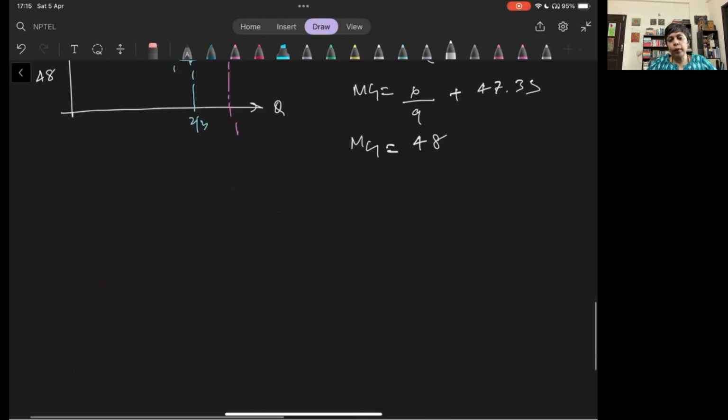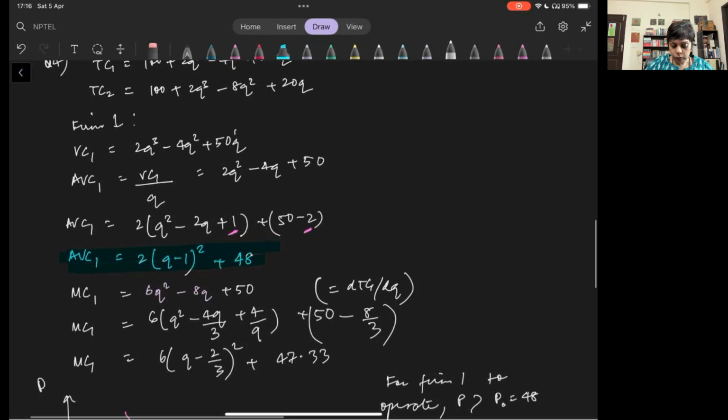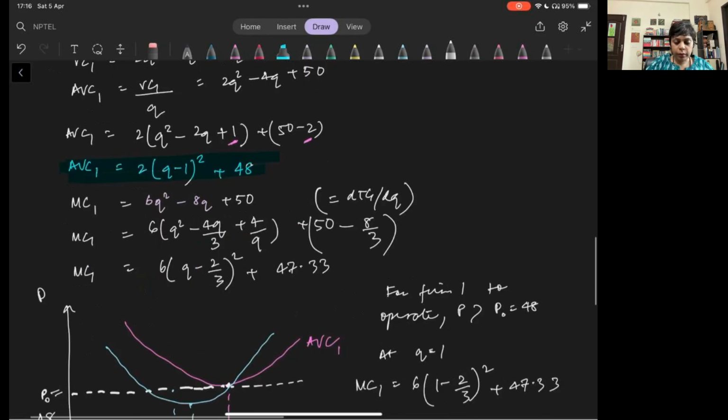Now, how do we get the supply curve for the firm? To get the supply curve, we set MC1 equal to price. Come back to this curve. Here you see the marginal cost curve relation. In this, instead of MC1, we just write price P.